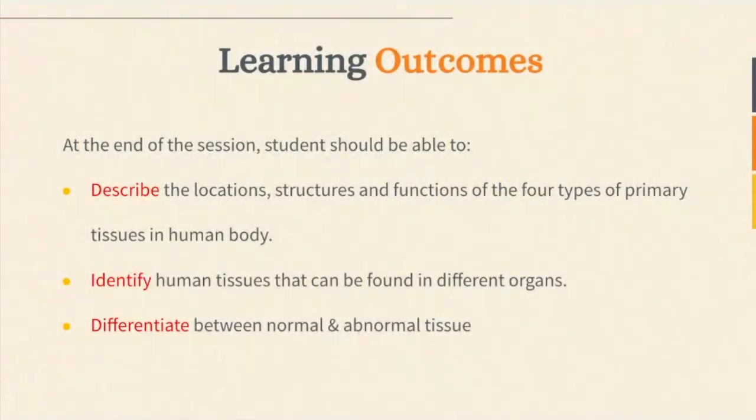Okay, that's all. So the learning outcomes today: I hope you already have a brief overview of the 4 types of primary tissue in our body. And you should be able to differentiate their location, structure, and functions. Number 2, you should be able to identify human tissues that can be found in different organs, like what kind of tissue the stomach has, what lines the glands in our body. And also you should be able to differentiate between normal and abnormal tissue. Okay, that's all for today.